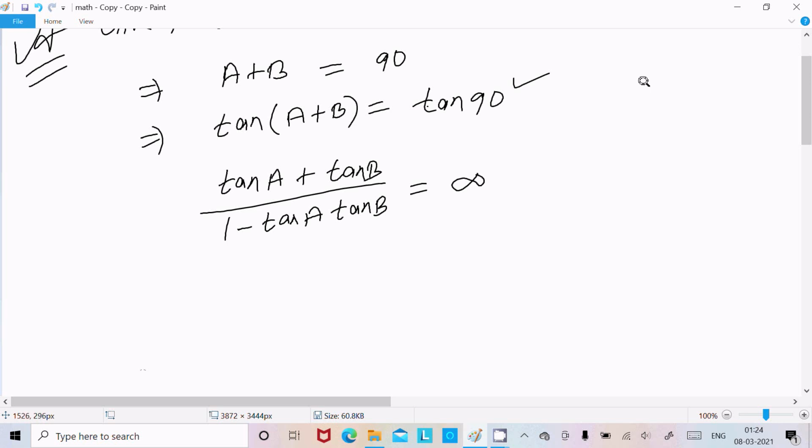Okay, so how do we calculate? We can break tan 90 into sin 90 by cos 90. Thereafter, sin 90 value is 1, cos 90 value is 0. So it becomes infinity.